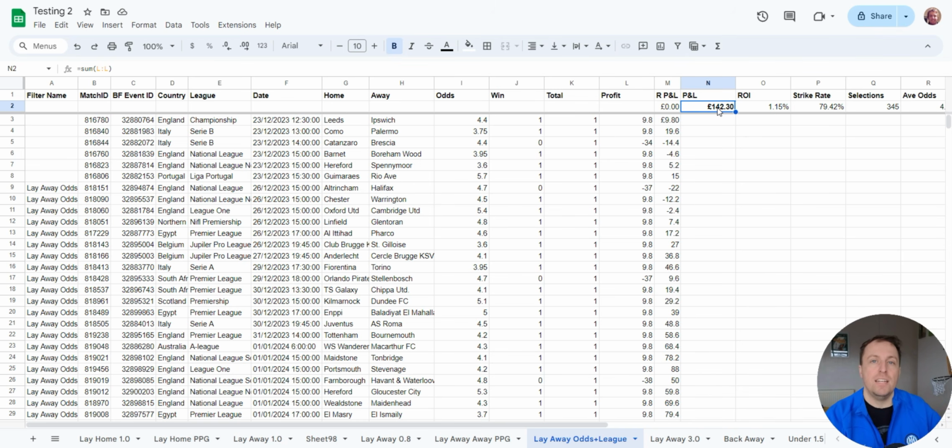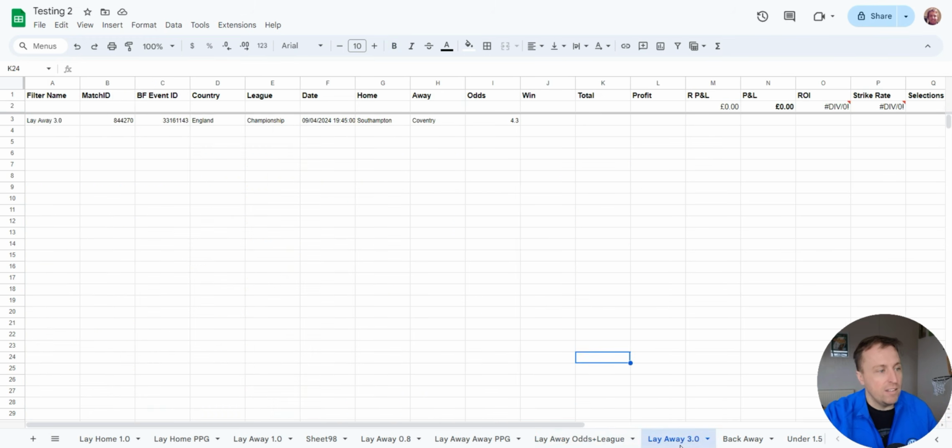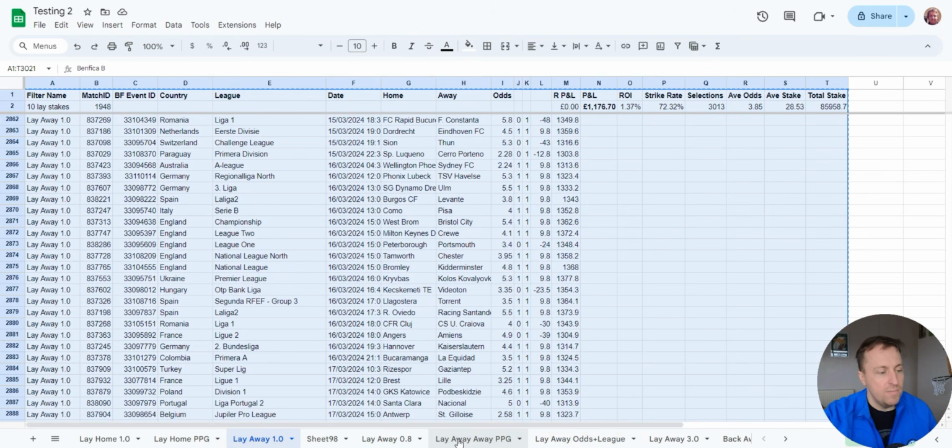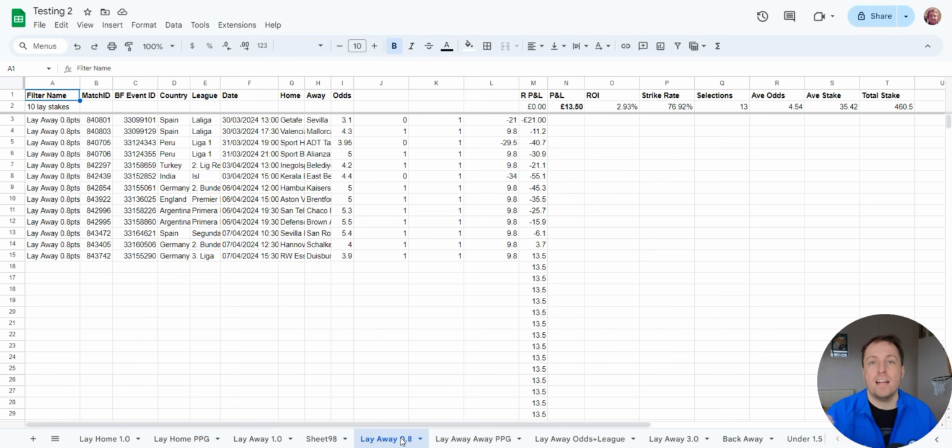And the other thing is I've done a little bit of league tweaking, a couple of leagues added in, a couple of leagues taken away. And we'll see what happens at 4,000. But the important thing is I'm never removing my original strategy. I've got layaway 3.0 here. We're going to start testing it, but I've still got layaway 2.0. I've still got layaway 1.0. I've still got the ones where I'm testing how the away teams perform as well. So this strategy has a lot of legs.